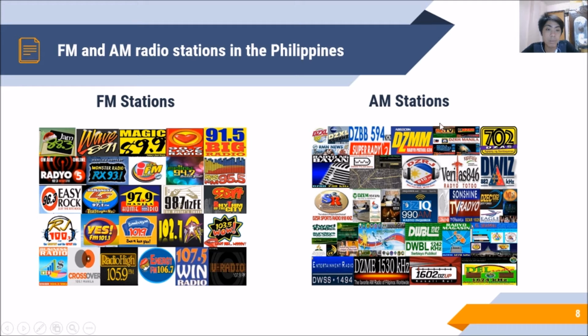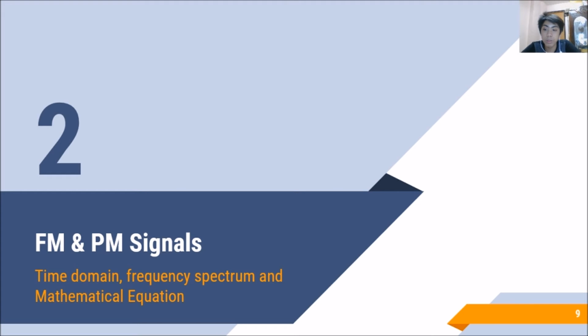For AM stations, here we have DZBB from GMA and DZMM from ABS-CBN and a lot more. As you can see, their frequency is from 550 kilohertz up to 1674 kilohertz. Next, the FM and PM signals with respect to their time domain, frequency spectrum, and mathematical equation.